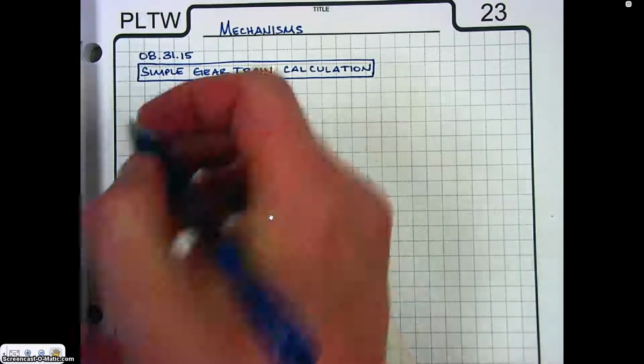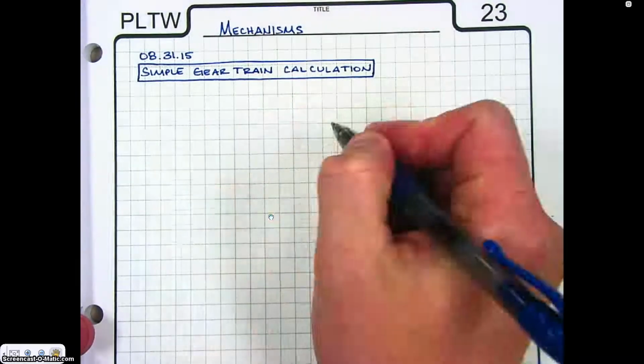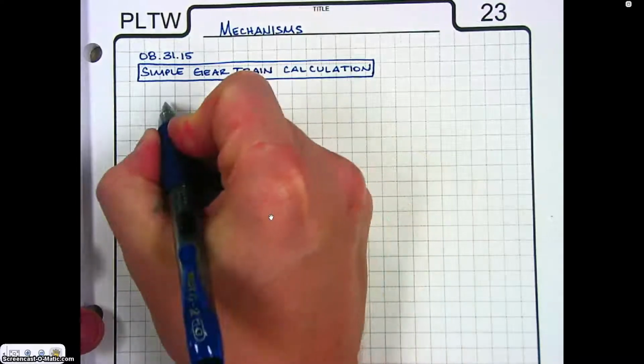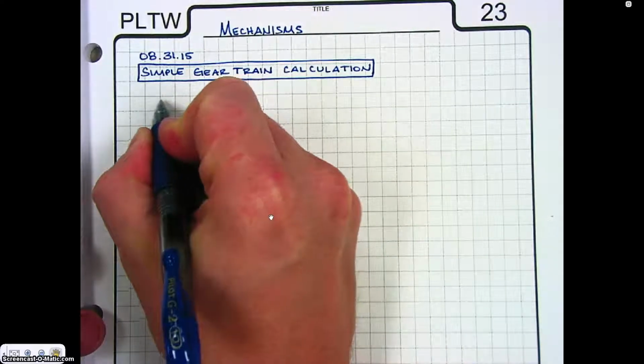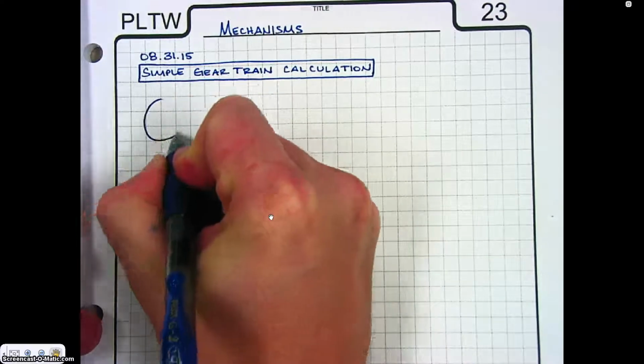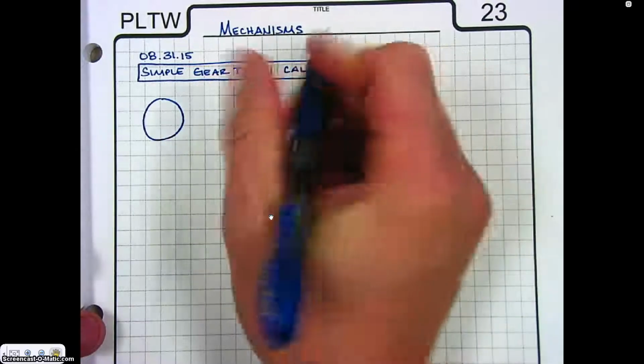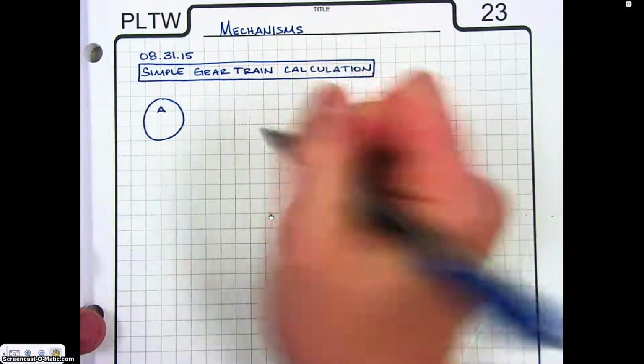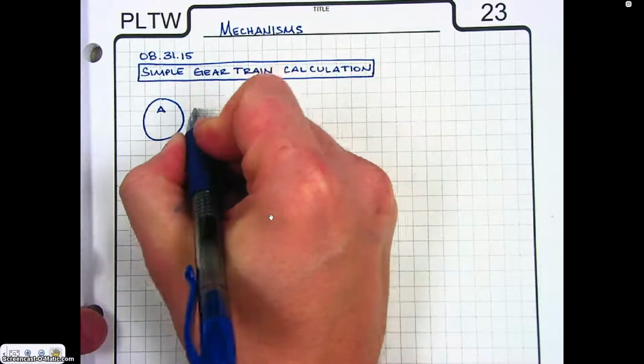Right, we're going to go over how to calculate a simple gear train. So our gear train is going to consist of 4 meshed gears. I'm going to draw a circle to represent the first gear. We're going to call this gear A. It is meshed with gear B.